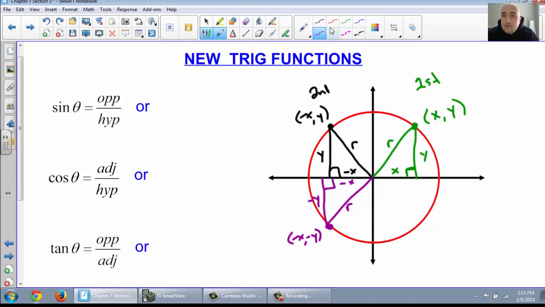And then lastly, we can do a fourth quadrant triangle, with some point over here, which would make this a positive x because it's to the right, and a negative y because we went down.